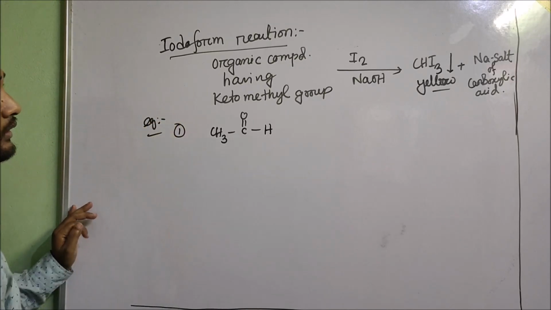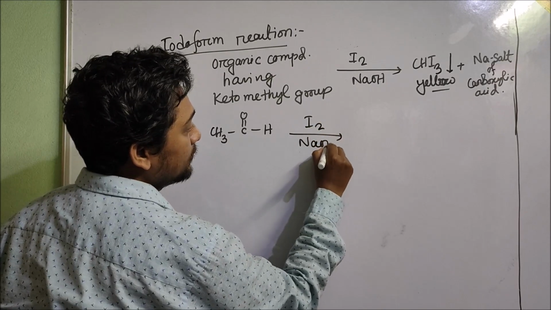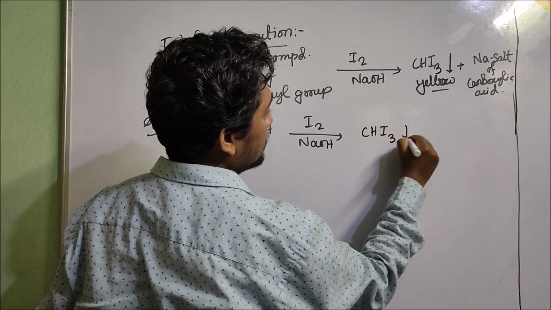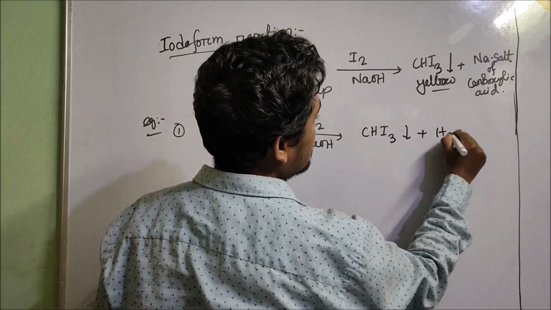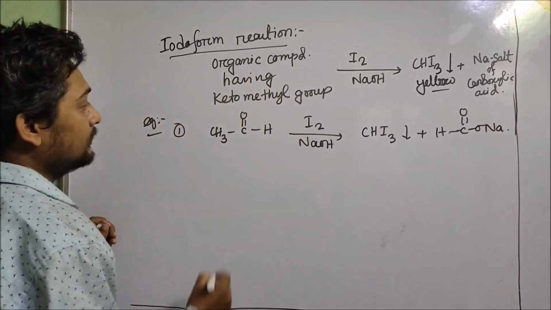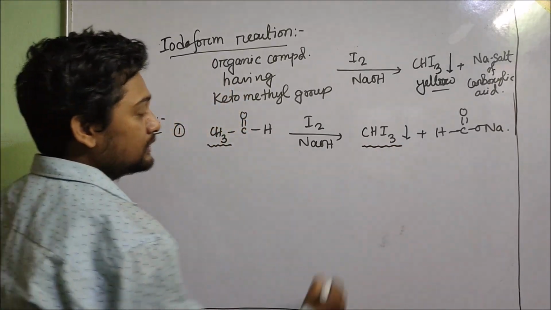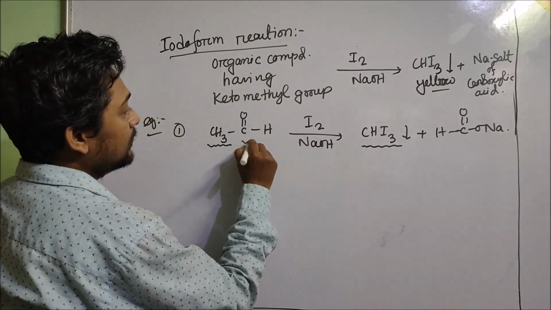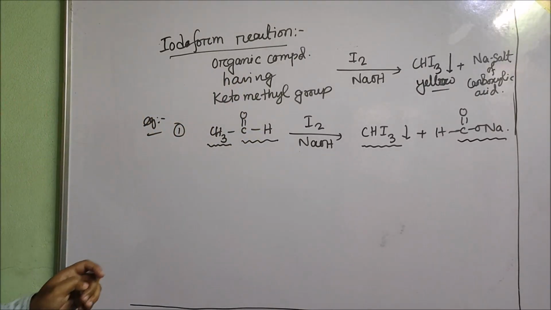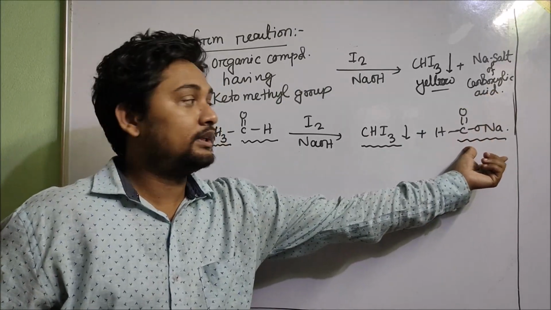Example 1: when it reacts with I2 plus NaOH, we will have CHI3 plus HCOONa. So this methyl group will convert into iodoform, which is yellow colored, and this group will convert into the corresponding carboxylic salt.